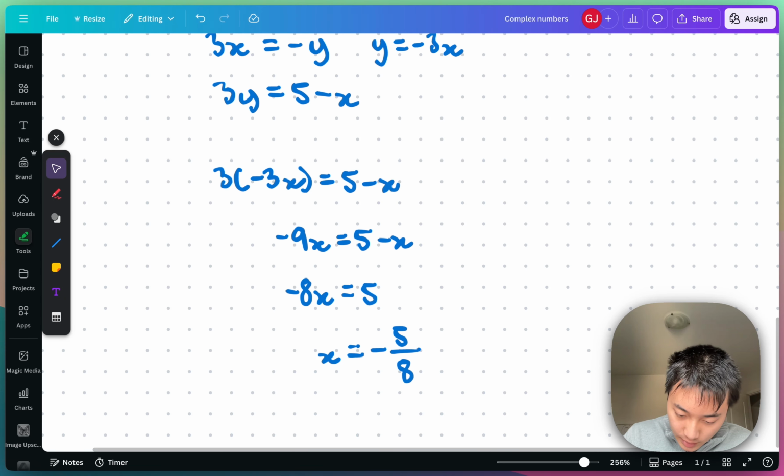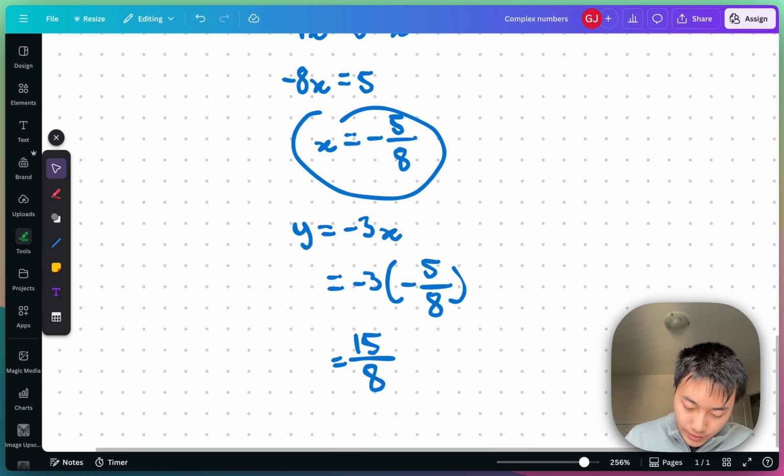And this means, what was it again? y equals -3x. So that means y is -3 times -5/8, which is 15 over 8. And those are our final answers. Thank you.